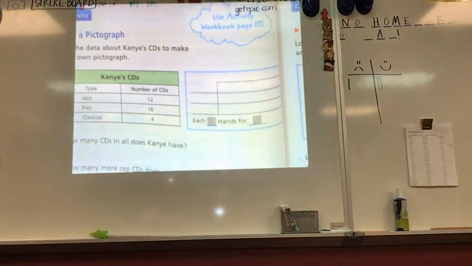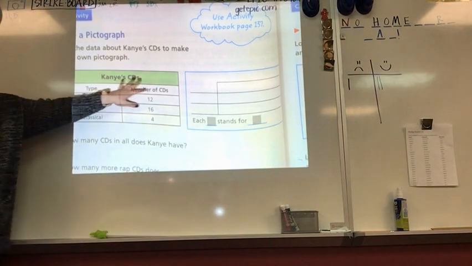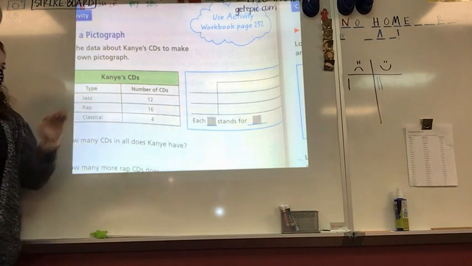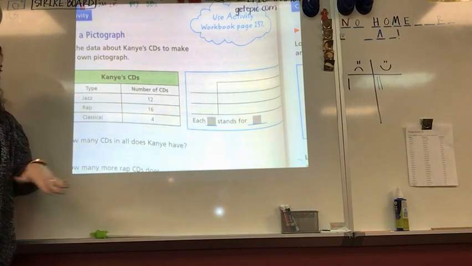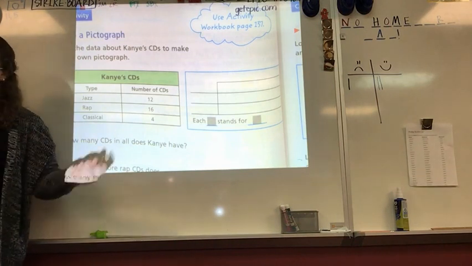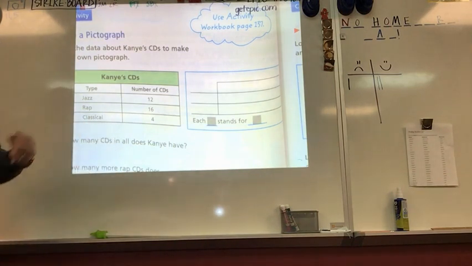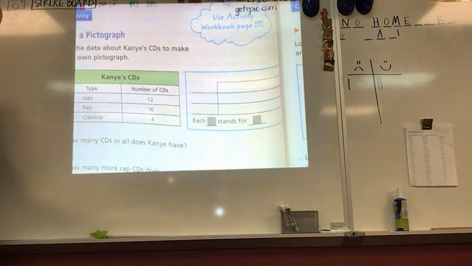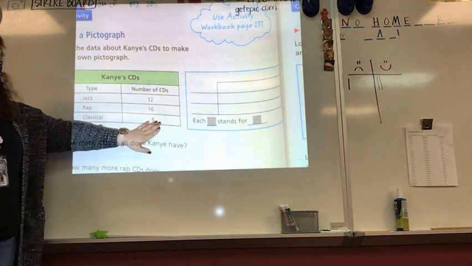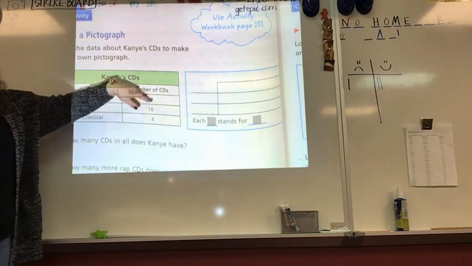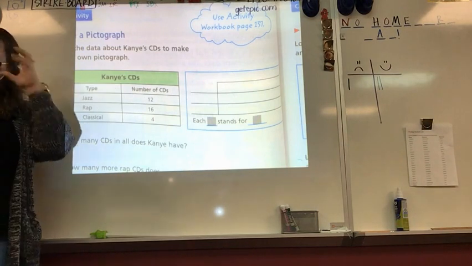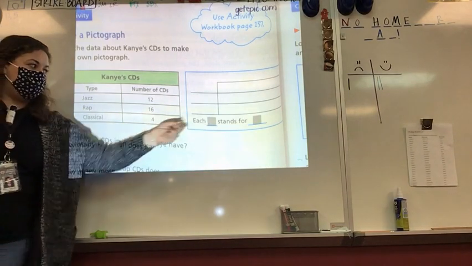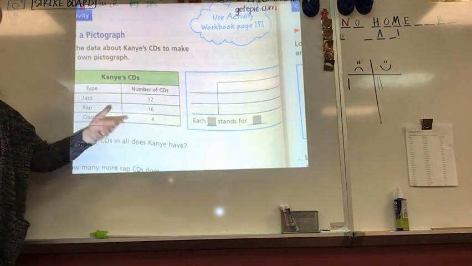Something you can do is look at our data. If we look at this table, we have 12 jazz CDs, 16 rap CDs, and 4 classical CDs. Is there a certain count by that you know has all of these numbers in the count by? Emerson? 4s, let's check. 4, 8, 12, 16, oh, and 12. That would be a really smart number. Do you guys see how that works? Would it be smart to use 3s as my pictograph? 3, 6, 9, 12, 15. I can't really do that.